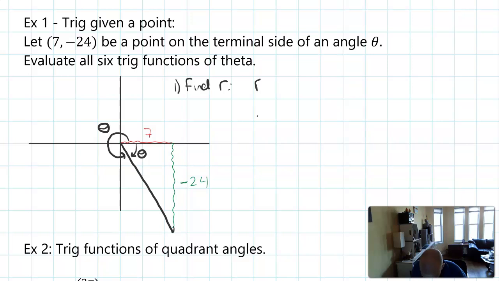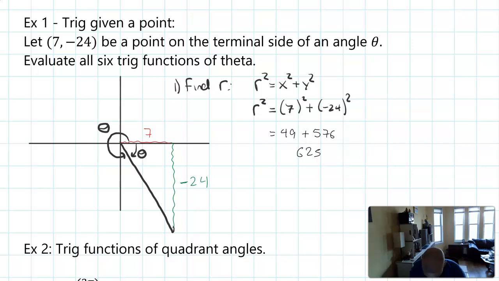Well, it's a triangle, so r squared is going to be x squared plus y squared. So that's 49 plus 576, which together is 625, which is 25 squared. So then r should be 25. So we can label that on here.